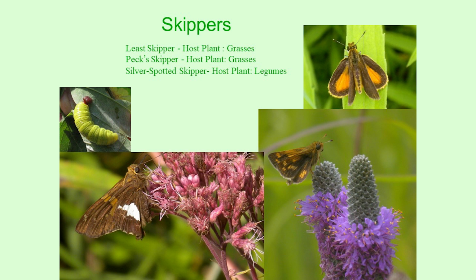And its host plants are legumes. So like black locust is a good host plant for the silver-spotted skipper. Whereas the other two skippers here that I'm showing, the host plants are grasses. We never think of grasses as host plants, but there's a number of moths and butterflies whose host plants are grasses.